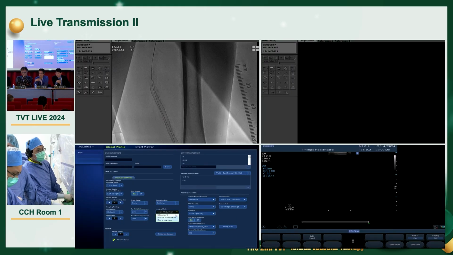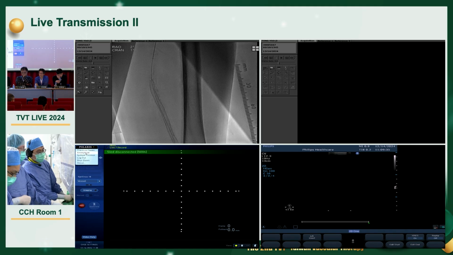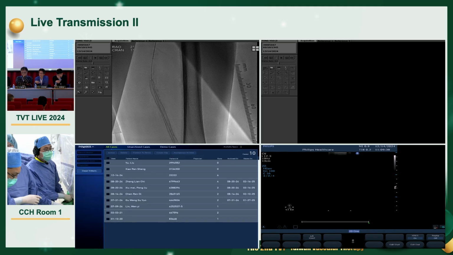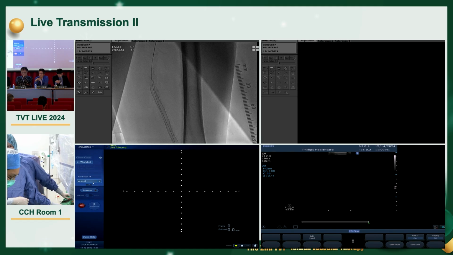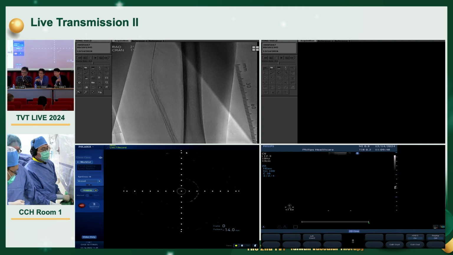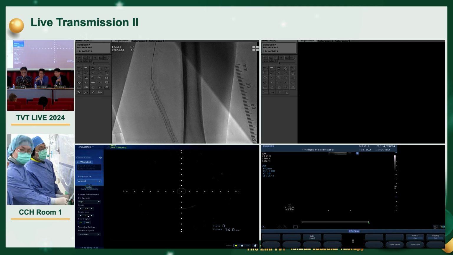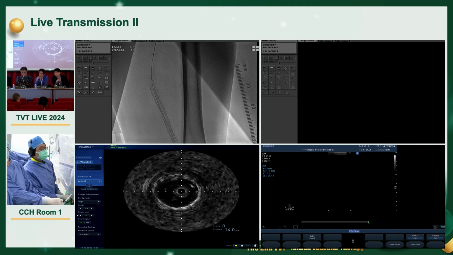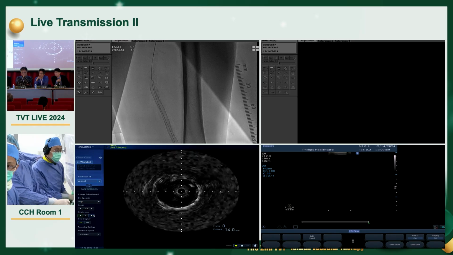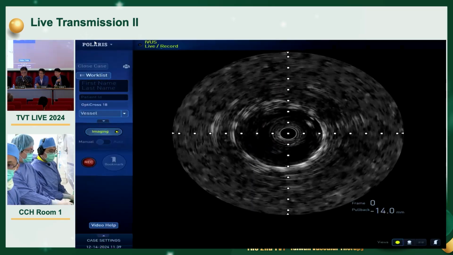Then we use a 3.0 by 120 balloon to pre-dilate, then IVUS guidance. The 3 mm balloon also easily passes this CTO lesion, and we pre-dilate up to 10 bar. After this, we check IVUS. This is what we are doing now.